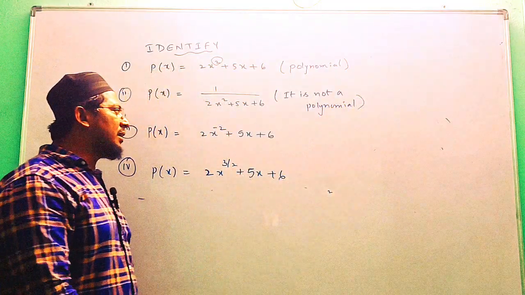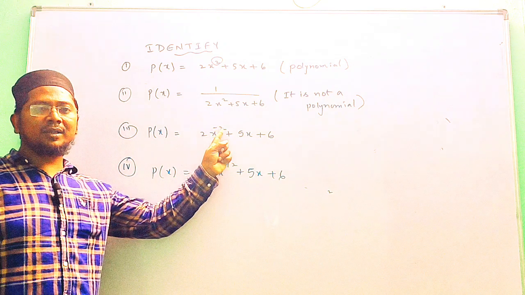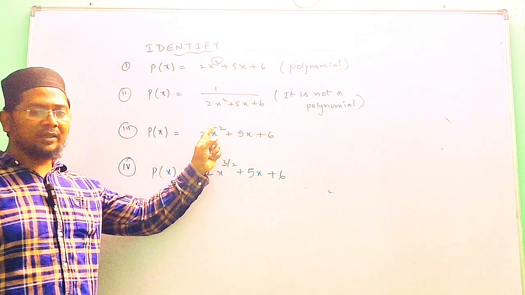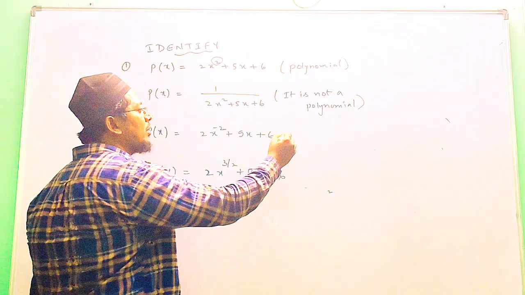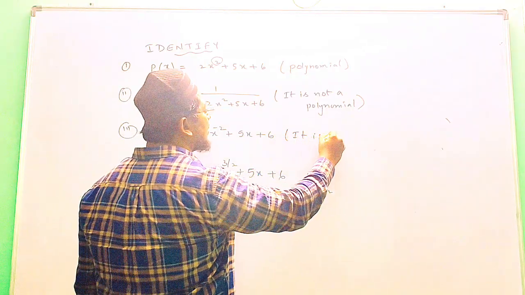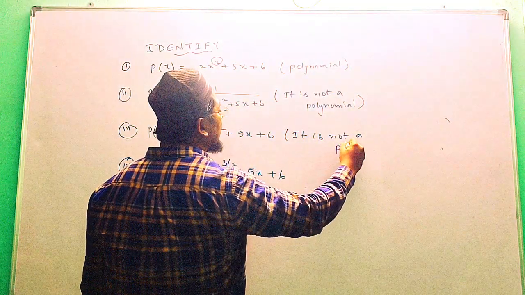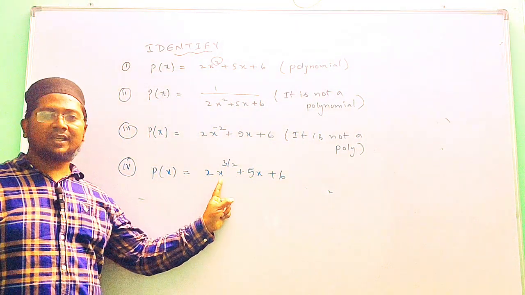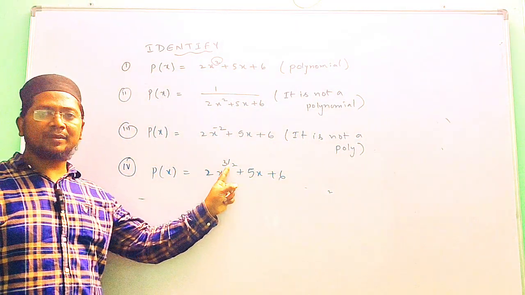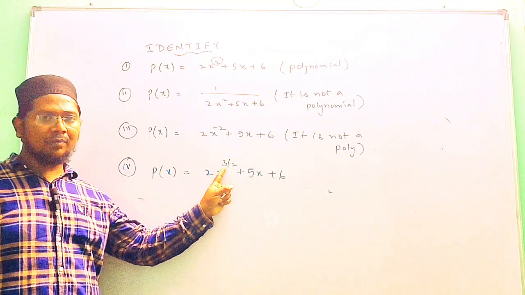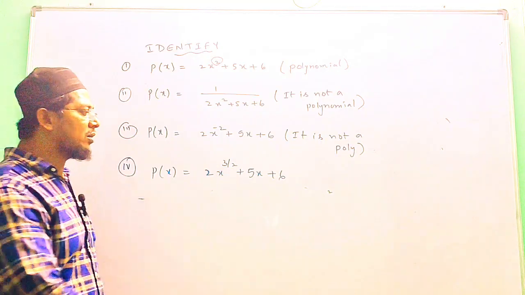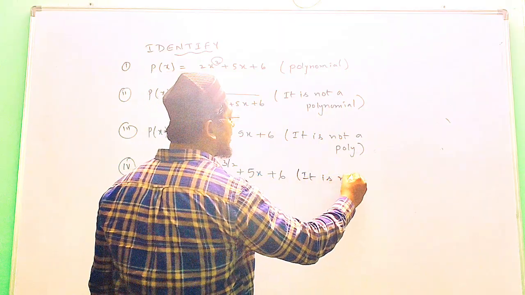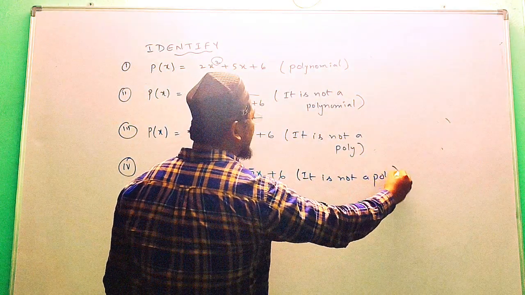In the third case, we are seeing that the power of the variable is a negative integer. If any variable has a negative integer power, it is also not a polynomial. In the fourth case, the power of the variable is in the form of p by q, meaning a rational power. So in this case also it is not a polynomial.